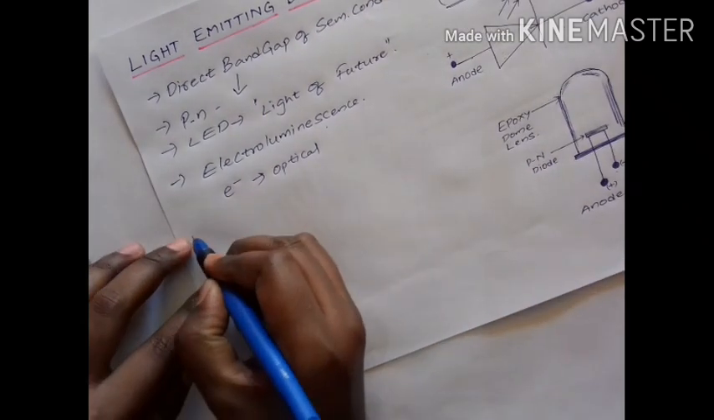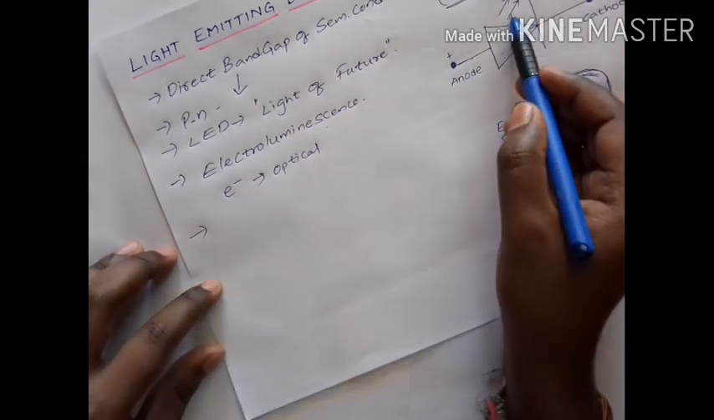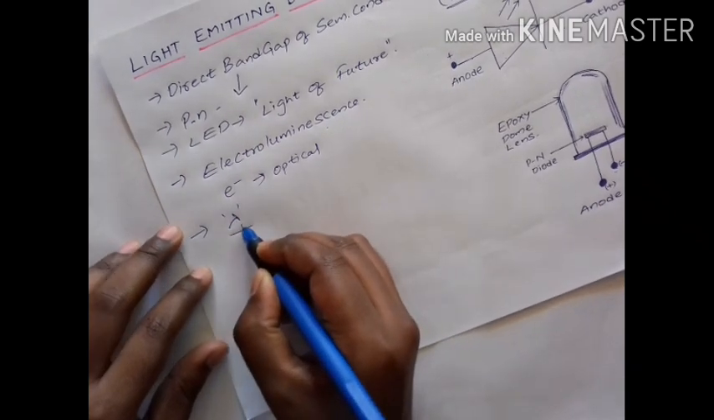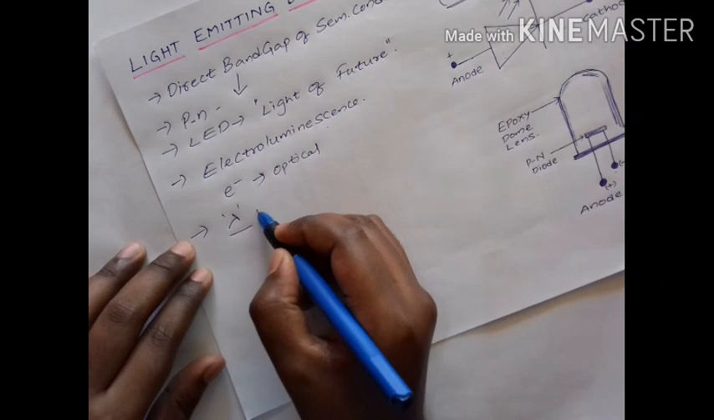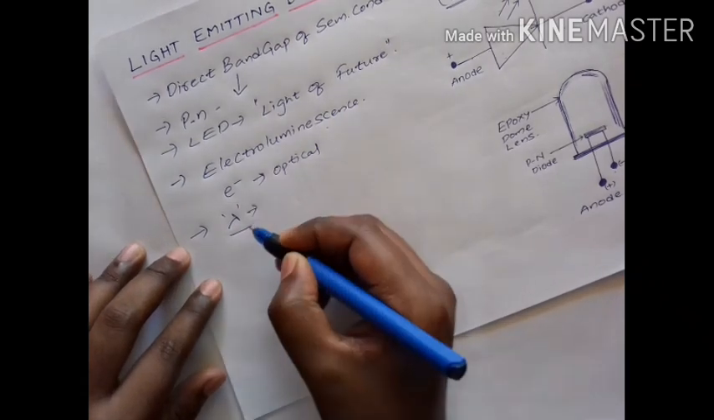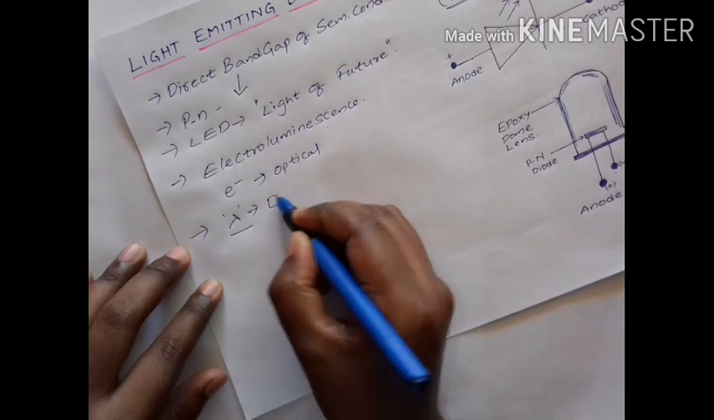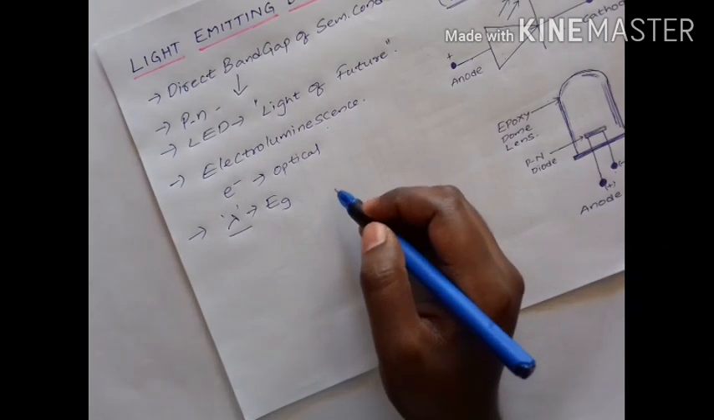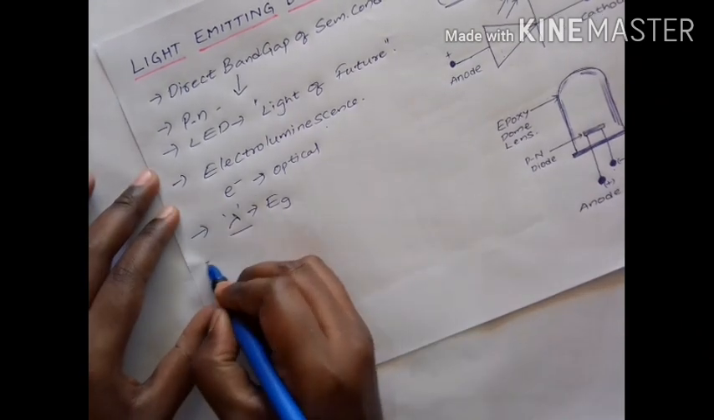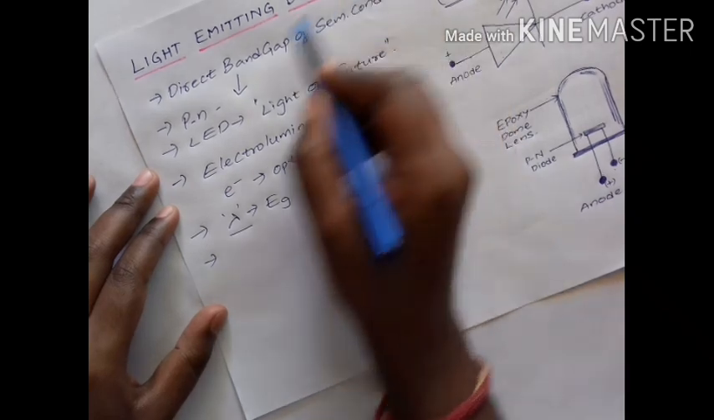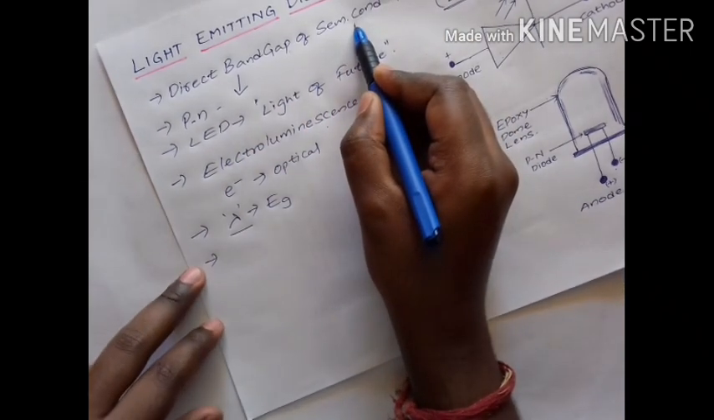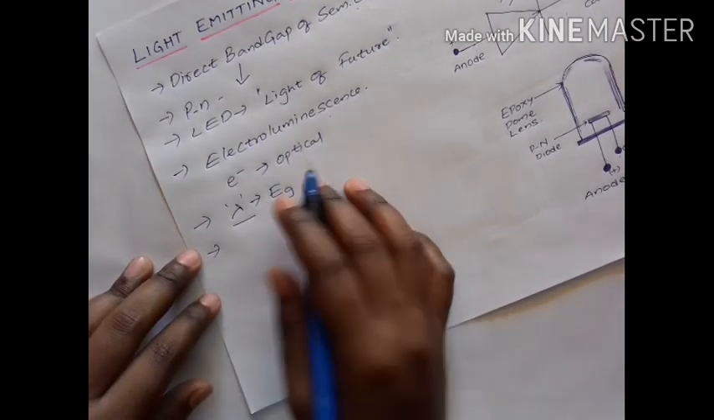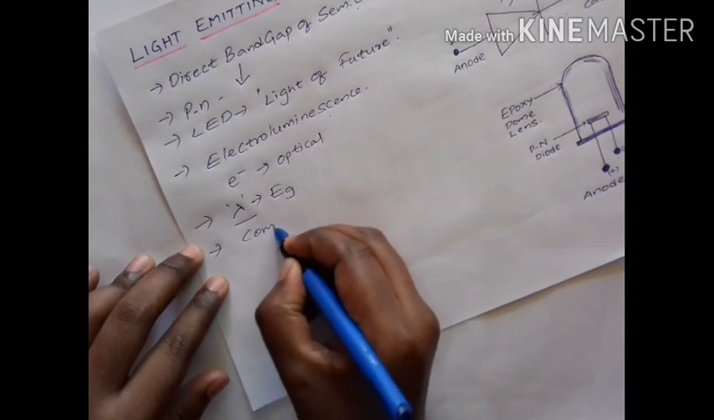One more thing is the wavelength of the emitted light, which in general we denote by the symbol lambda. The wavelength of light emitted from the LED depends on the energy gap of the particular semiconductor. As I said, LEDs are made up of direct band gap semiconductors, and from our last lecture we came to know that direct band gap semiconductors are mostly compound semiconductors.